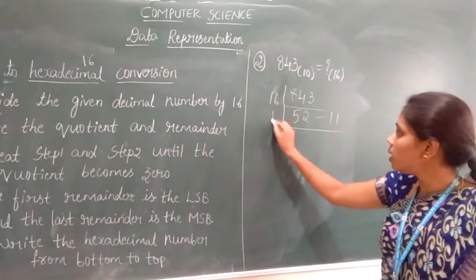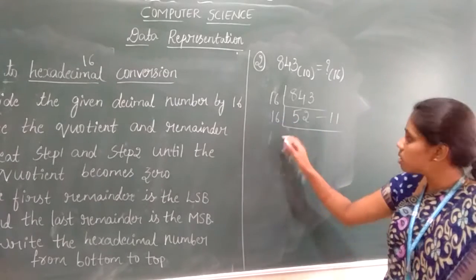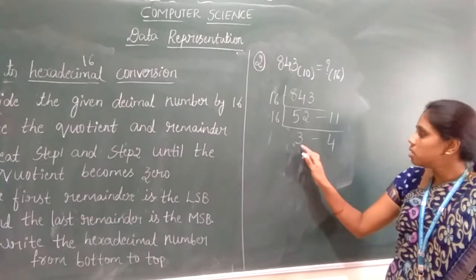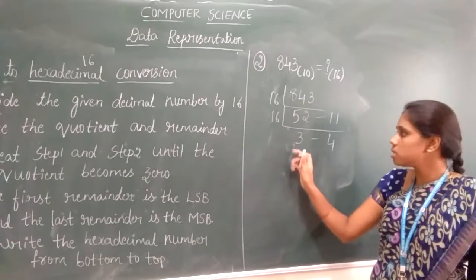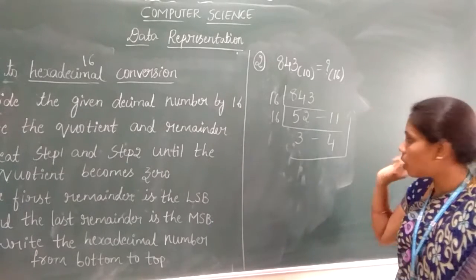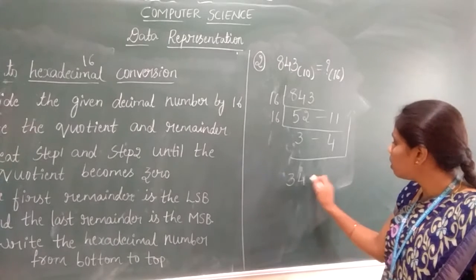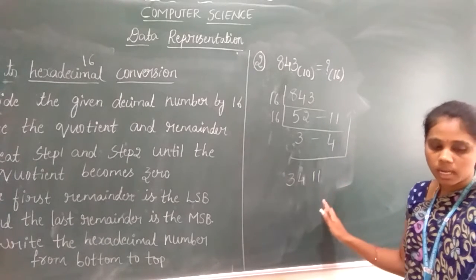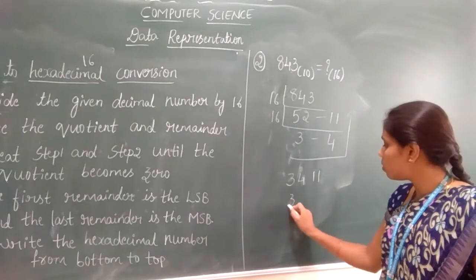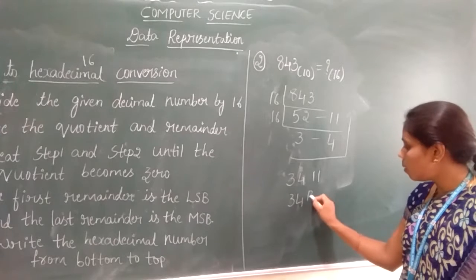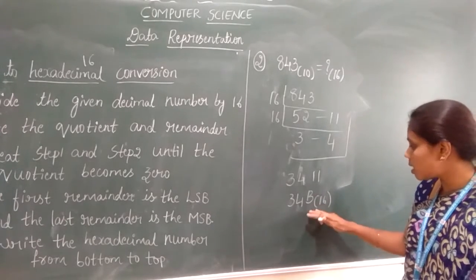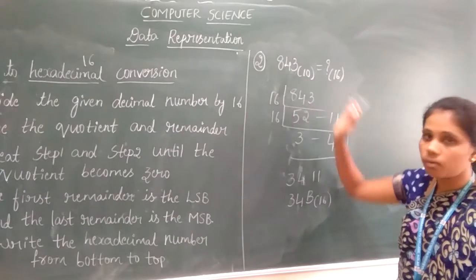Again divide this 52 by 16. So 16 3s are 48. The remainder is 4. 3 cannot be divided by 16. Stop the division process and write down the values from bottom to top. That is 3, 4, 11. The equivalent hexadecimal value for 11 is B. So that will become 34B base 16. So this is the equivalent hexadecimal number for the decimal number 843.